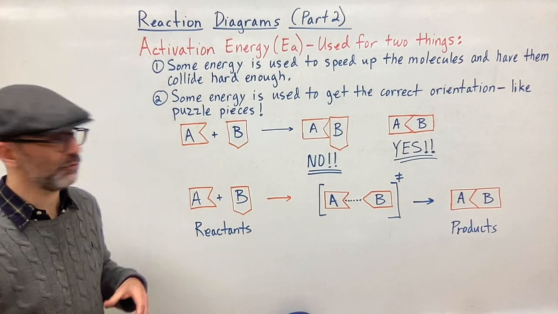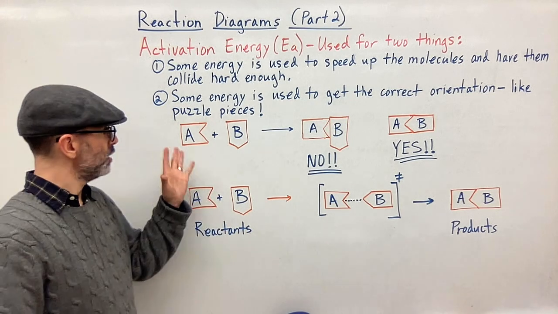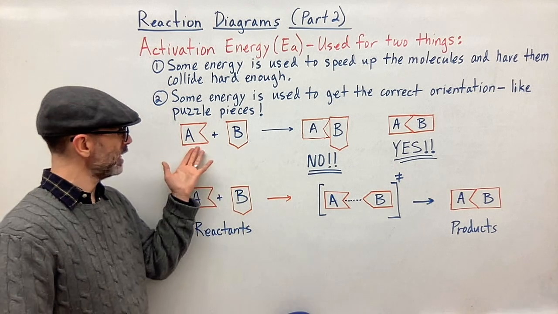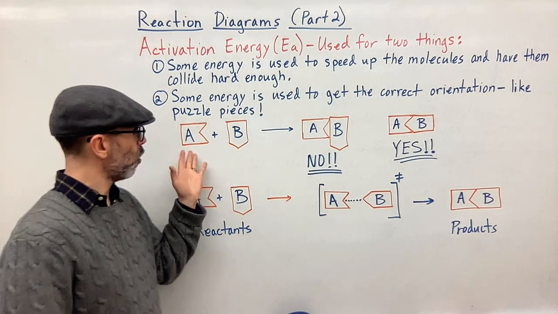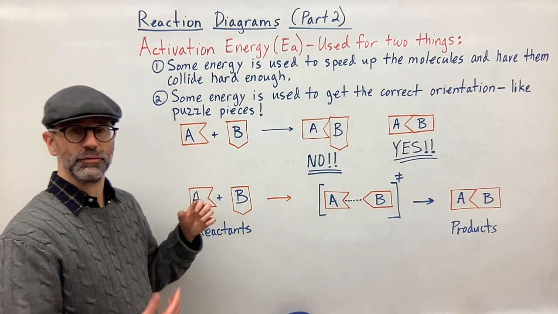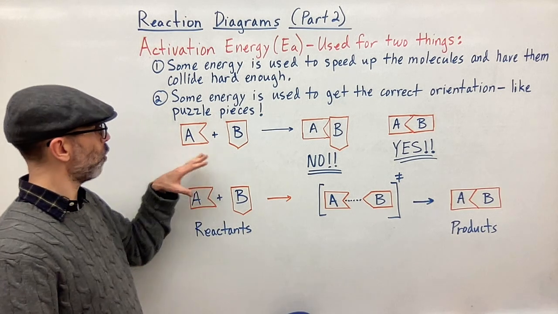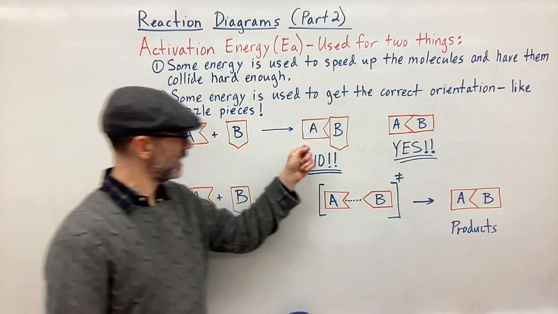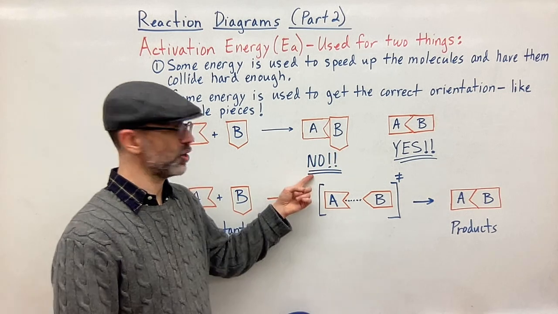To give you a picture of that, here I have molecules A and B. Here they're shaped in a certain way. In order for them to fit together correctly and get the reaction, you need them to be oriented in the right way. So here, when these collide in this fashion, notice they're not oriented correctly. And so here, no reaction.